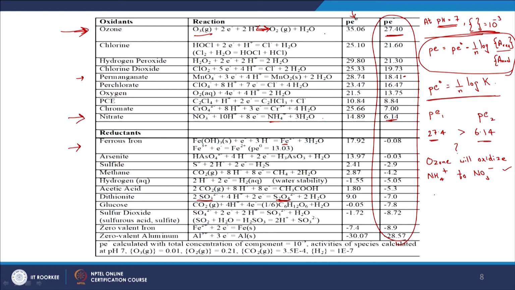So again, what is the whole point behind it? The system would try to reach equilibrium, as in pe1 and pe2 would travel in this particular direction. And when will we reach equilibrium? When pe1 decreases, obviously in this case, and pe2 increases in such a manner that finally we end up with pe1 equal to pe2 and we reach equilibrium. So let us just try to understand that again.